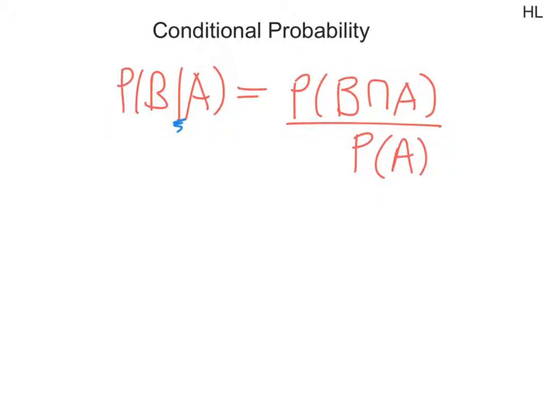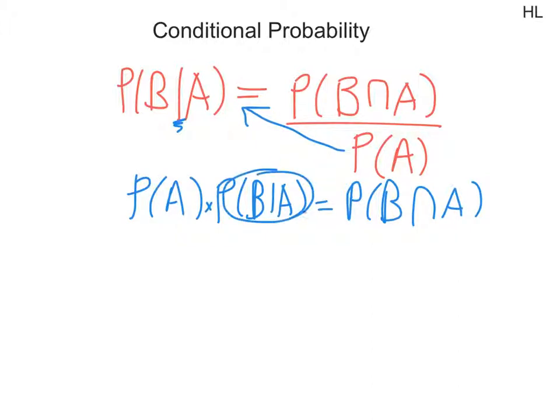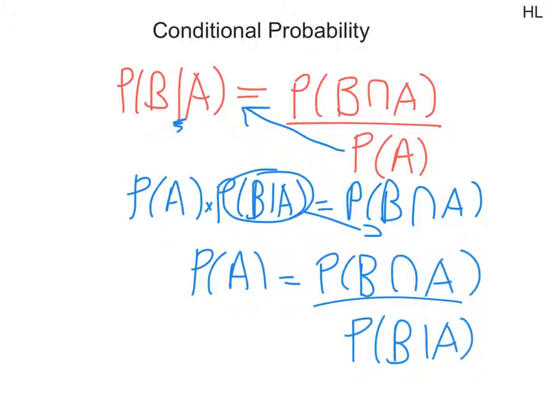This rule can be written in a number of different formats. For example, if we multiply across by P(A), we have the probability of A multiplied by the probability of B given A is equal to the probability of B intersection A. Now if we bring the conditional probability across the equals, we get the probability of A is equal to the probability of B intersection A divided by the probability of B given A. We'll now use this rule in some questions.